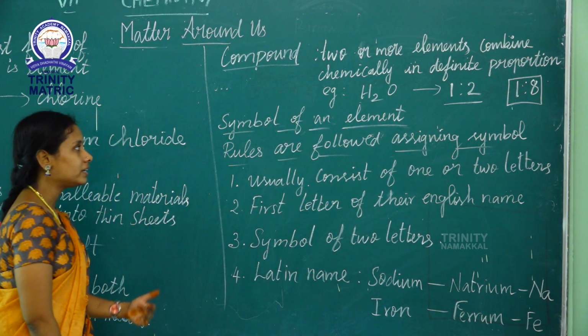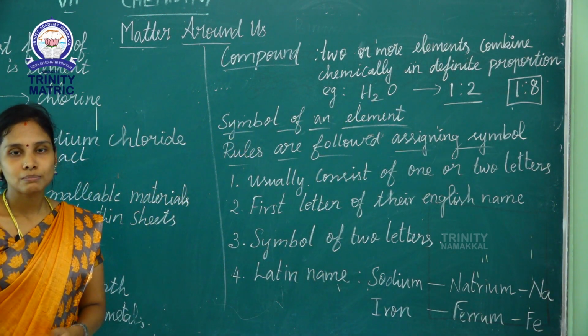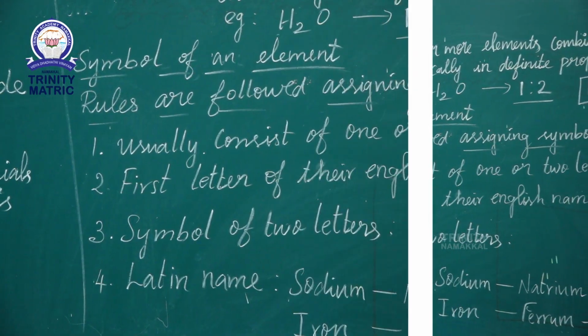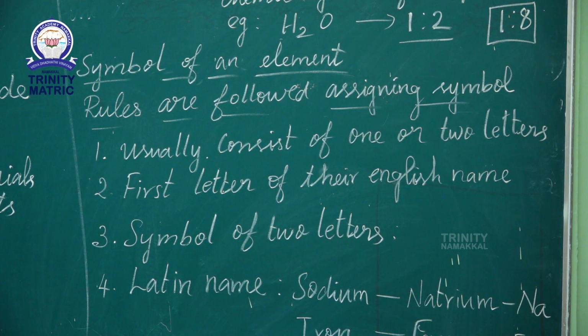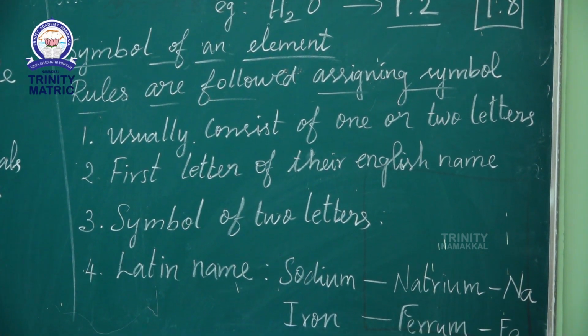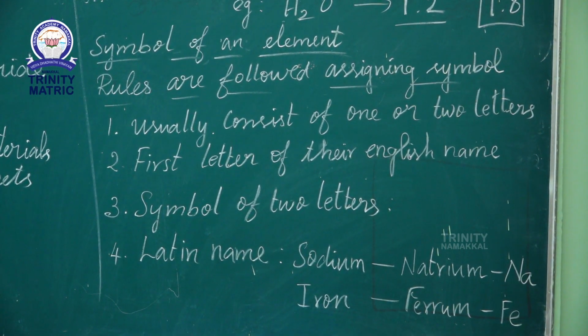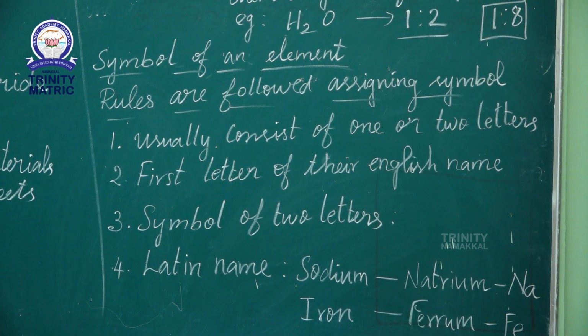Next, symbol of an element. What is the symbol of an element? A symbol is an abbreviation or short representation of a chemical element. There is a unique symbol for each element. It represents one atom of the element. The symbol is usually derived from the name of the element, which is either in English or Latin. These symbols are allocated by the International Union of Pure and Applied Chemistry, IUPAC.